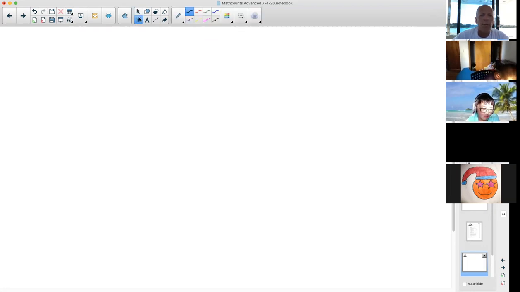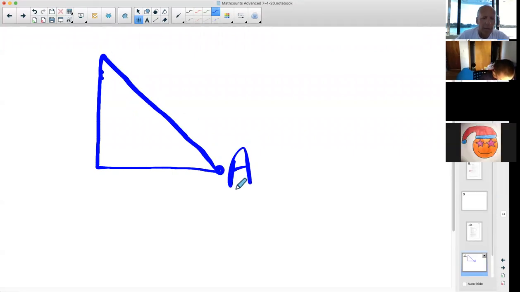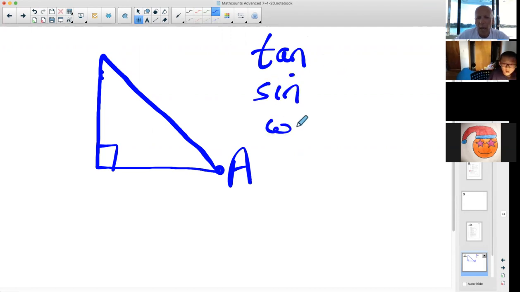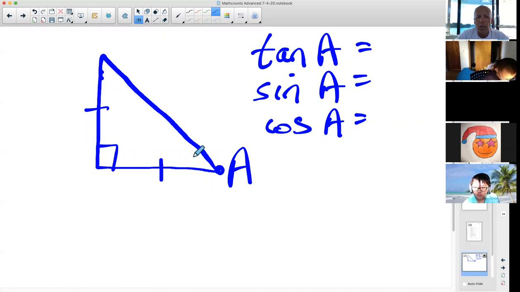So I want all of you right now to tell me, with no calculator, this is a no calculator question. Are you ready? I'm going to ask you, what is the tangent, sine, and cosine of angle A? And it has to be in the most simplified terms. Can you do those immediately and send me a chat?